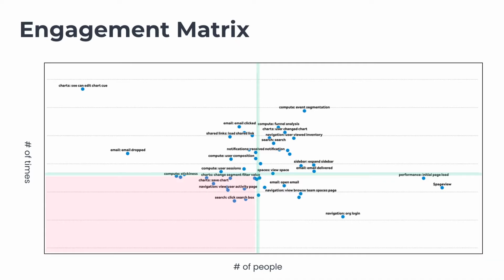So the last quadrant is the tricky quadrant. It's the portion that you need to pay a little bit of attention to. Some of the features will fall naturally in this quadrant, like your admin settings. If you are setting up single sign-on, probably one person in your organization is doing it, and hopefully only once and not over and over again. So they're perfectly fine here.